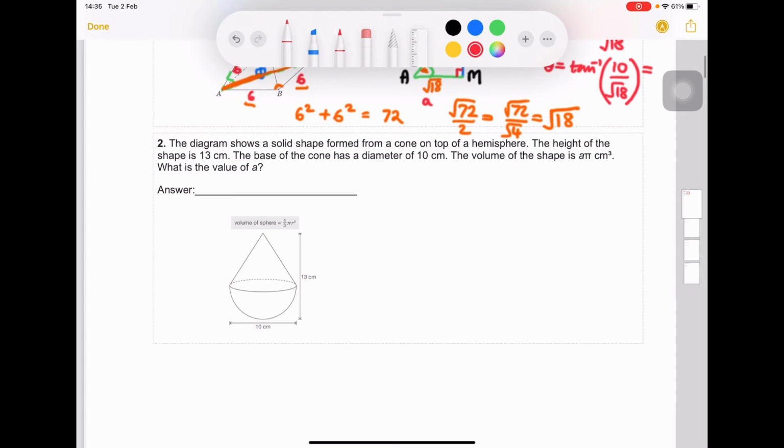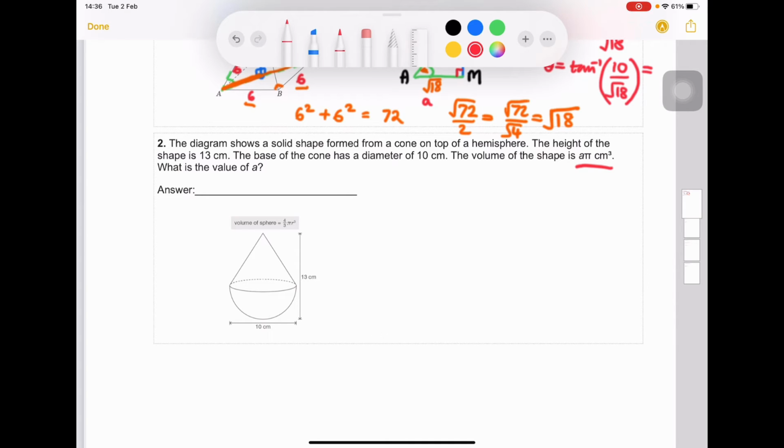Moving on to question 2, the diagram shows a solid shape formed from a cone on top of a hemisphere. The height of the shape is 13 centimeters, and they've actually written it for us already. The base of the cone has a diameter of 10 centimeters. The volume of the shape is A pi centimeters cubed. Work out the value of A. So they have given us the volume of a sphere. That's useful. What is the volume of a cone?